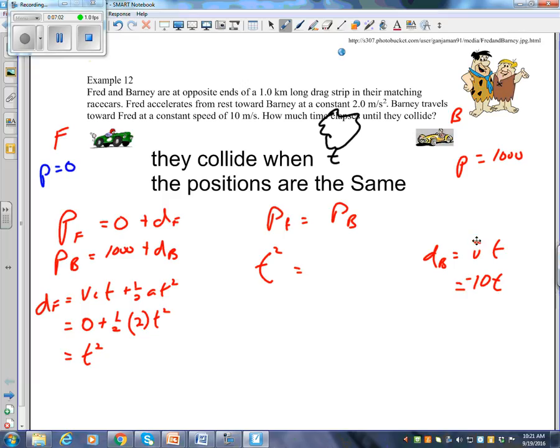Okay, so position, I'm just going to give myself a little bit more room here. Position of Barney is 1,000 plus the displacement, so in fact it's going to be 1,000 minus 10t.